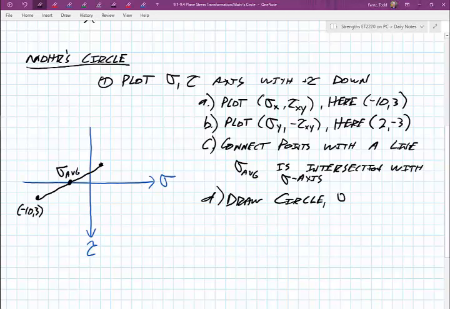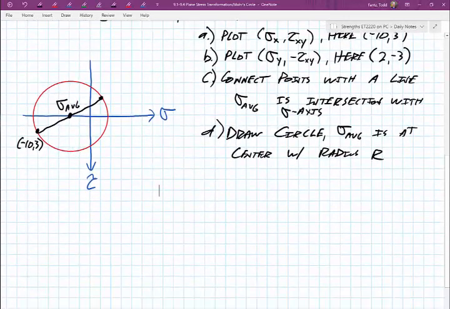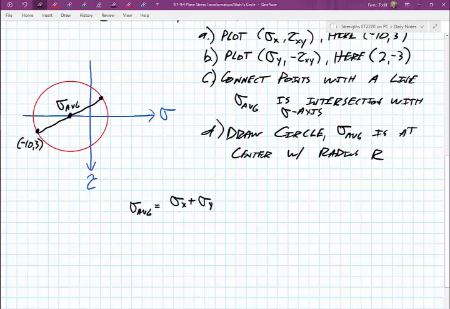we are going to have our sigma average at the center, and we'll have a radius r, which we'll develop an equation for in just a second. So I end up with something like that. Now, based on this circle, I can develop my fundamental equations that I can use for the rest of the course. One is, if I wanted to know where the center of this circle is, this sigma average, it is equal to my 2 stresses, sigma x plus sigma y over 2.